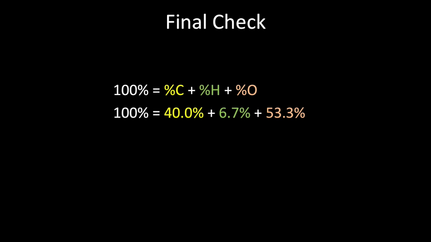Now for our final check, we'll make sure that the 3 percentages we got add up to 100%. We got 40% for carbon, 6.7% for hydrogen, and 53.3% for oxygen. These 3 numbers add up to 100%, so we're correct.